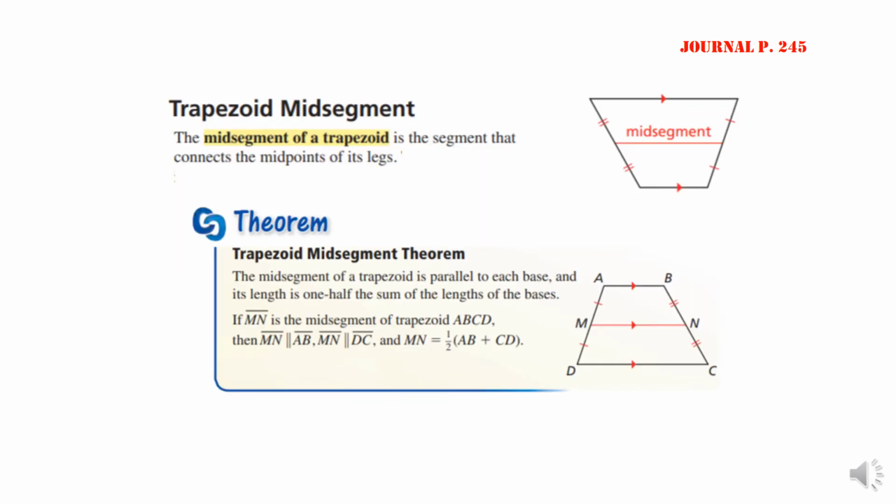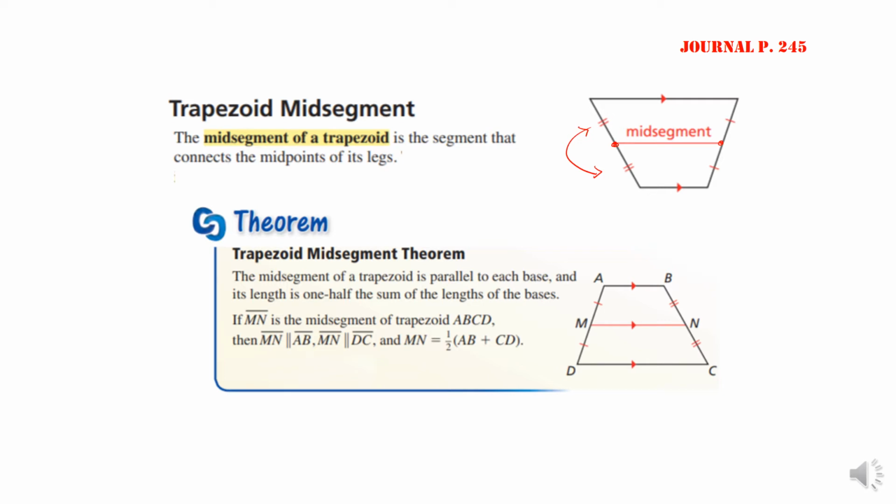Okay, now we're going to learn about the trapezoid midsegment theorem. The midsegment of a trapezoid is the segment that connects the midpoints of its legs. So we find the midpoints, and we connect them. It does not have to be an isosceles trapezoid, okay? But these are congruent.